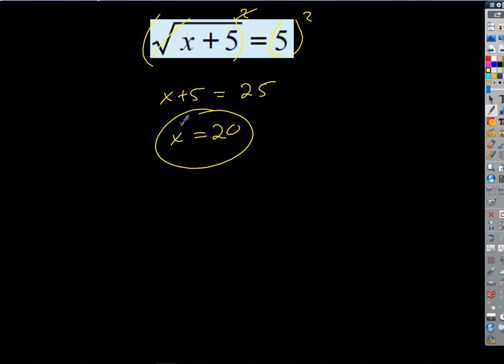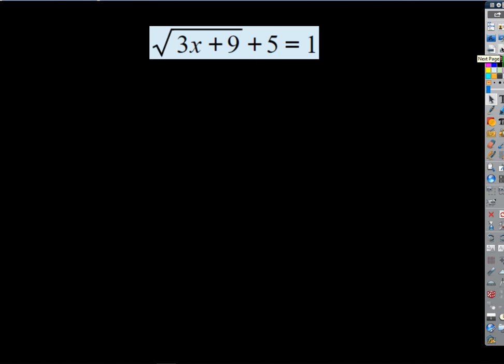Here's the deal though. Whenever you take both sides of an equation to a power to solve it, you always have to check your answers because that can introduce extraneous or false solutions. Right? So if I plug the 20 back in, what happens? If I plug 20 into my original equation, I get the square root of 20 plus 5 equals 5. True or false? True. So it works. It is a solution.